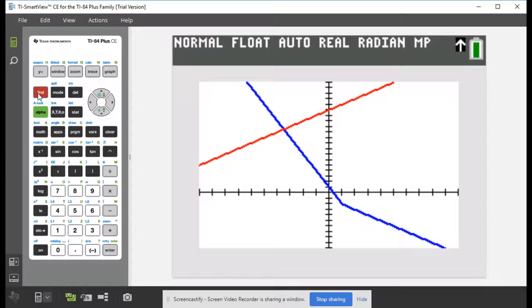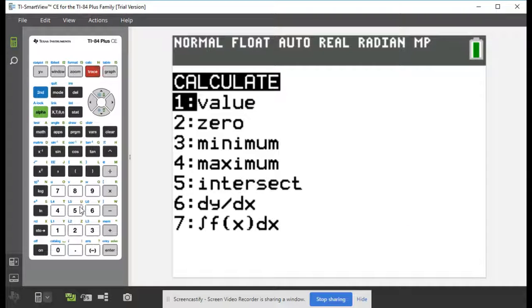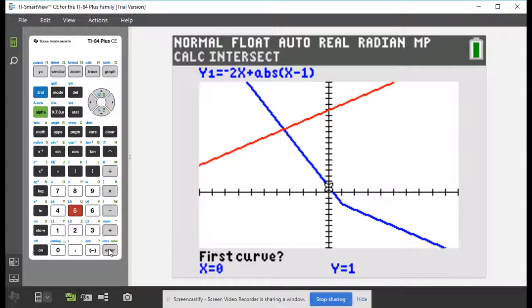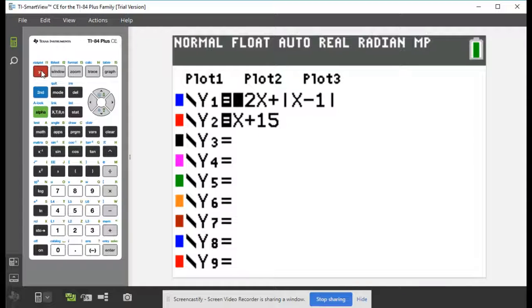Type second, trace, 5, and enter 3 times. And you will notice the point of intersection. And then the solution is actually the x coordinate. So x is equal to -3.5. For example 3, it says solve using a graph. So go back to y equals.